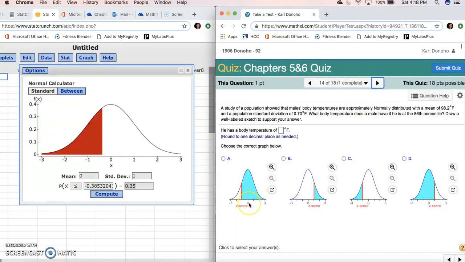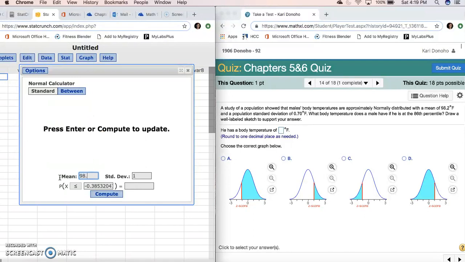Another way that you will likely see this are the more word problem type ones, where here it says male body temperatures are normally distributed. Now this is not standard normal, right? So it's got a mean of 98.2, so I can change that, and a standard deviation of 0.7. So when it says what body temperature does he have if he's at the 86th percentile?